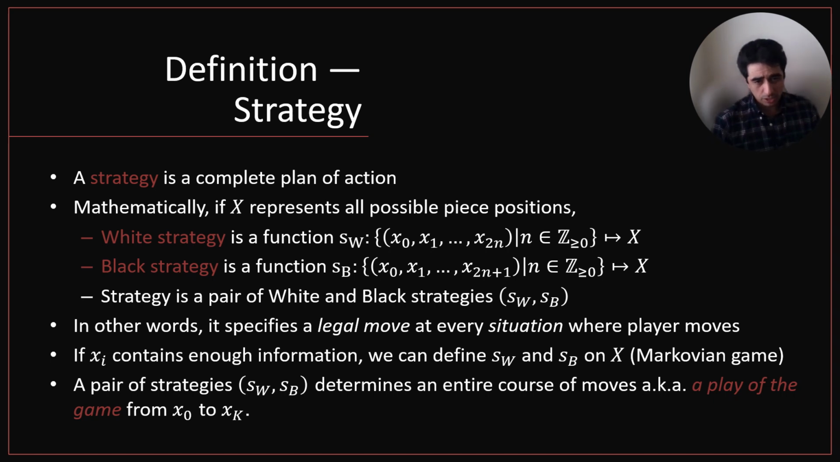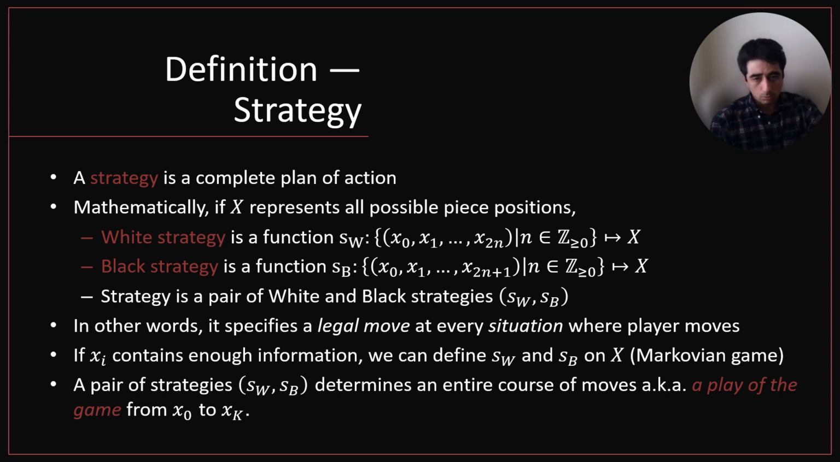For the black strategy, we have a similar definition. It's going to be a function. We call it S sub B. B means black, W means white. And again, same thing. The domain is the sequence of chess piece positions from x0 all the way to x2n plus 1. That's a situation in which the black has to move. And the target is x again. That basically means the output of this function would be the next piece position that is proposed by this strategy.